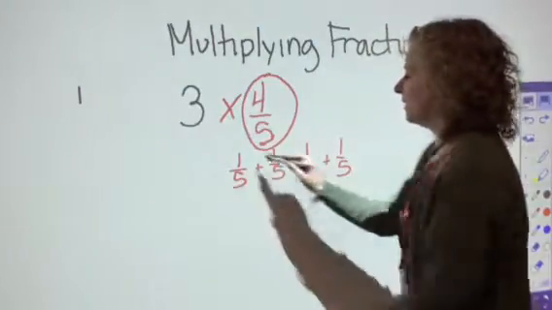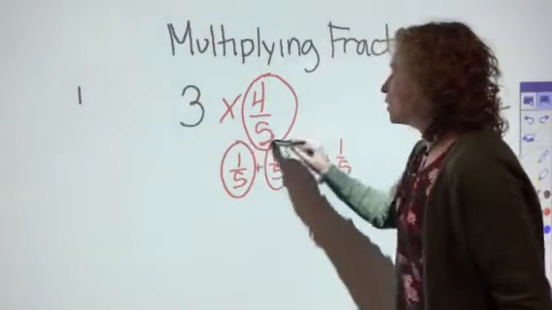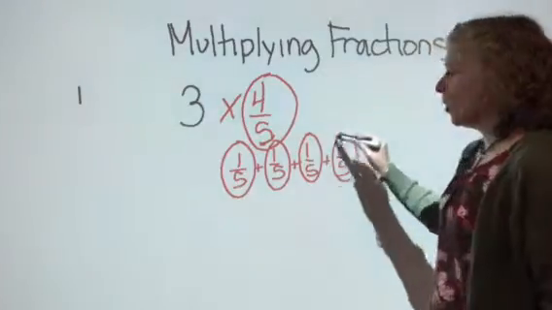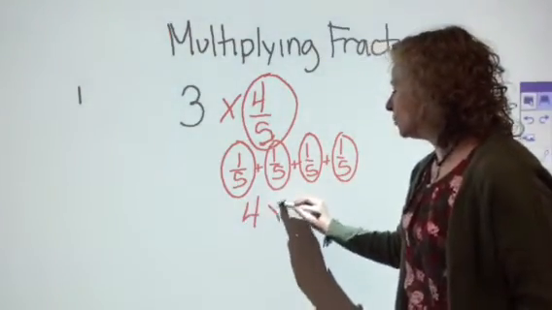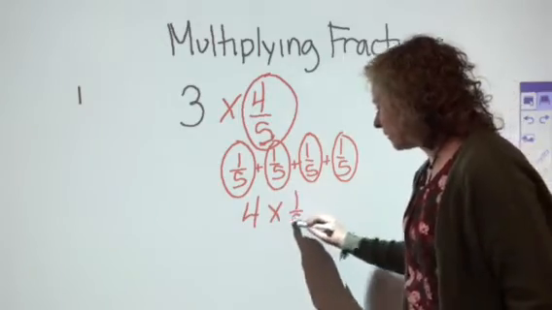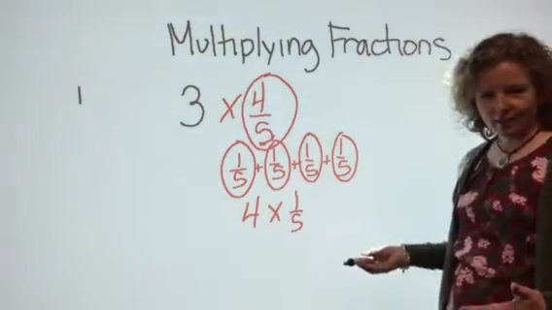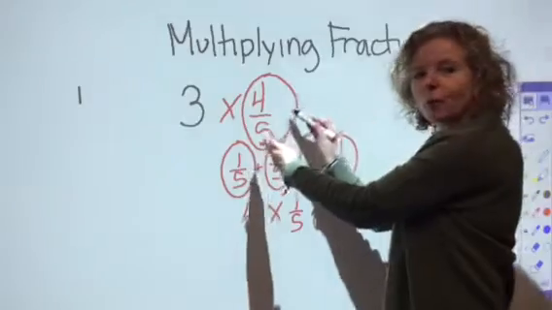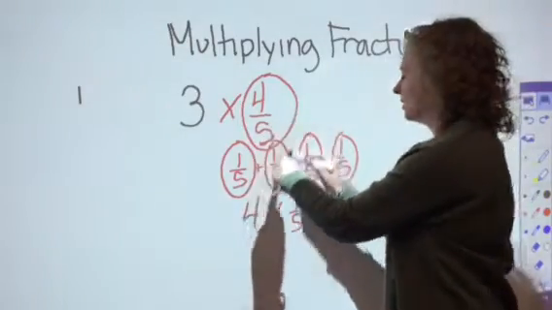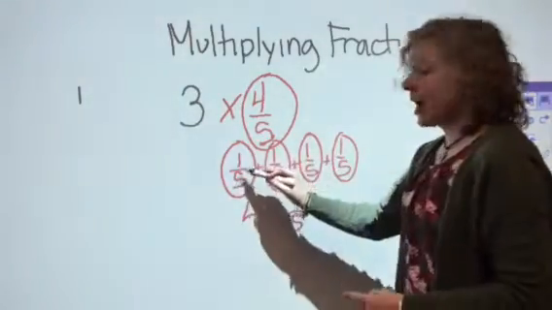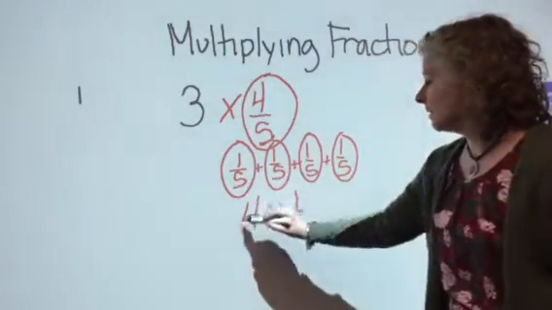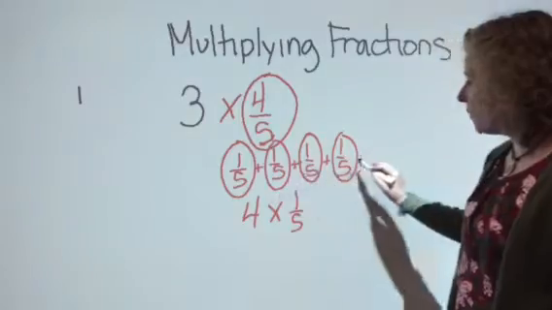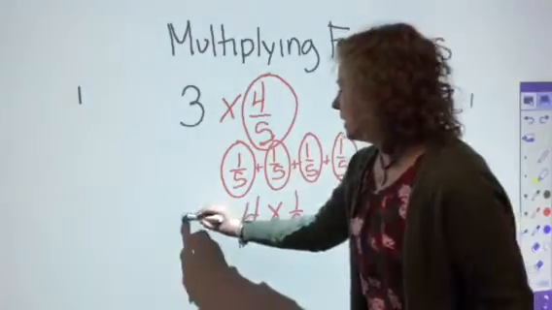Well, when we look at this, this is really what? 4 groups of 1/5. Do you see what I did there? We decomposed 4/5 into its unit fractions, and then we know that repeated addition is just multiplication. So we have 4 groups of 1/5.